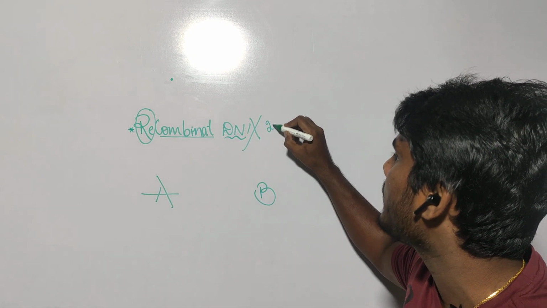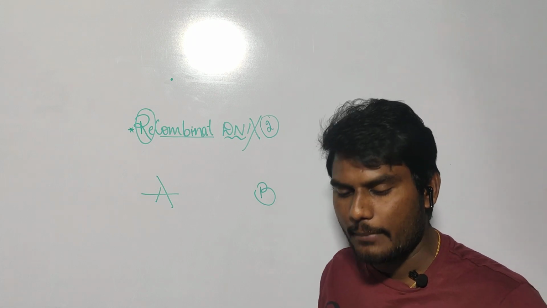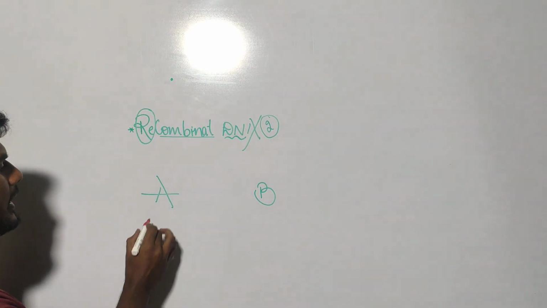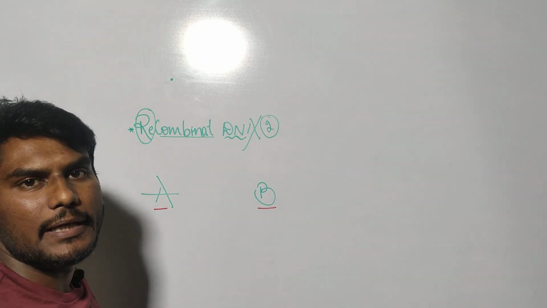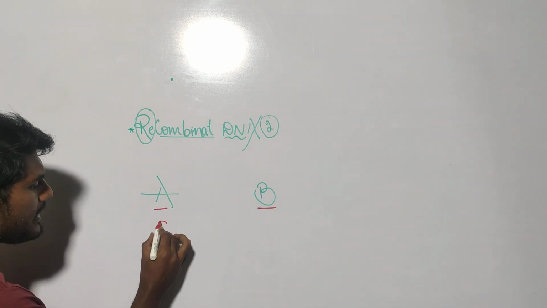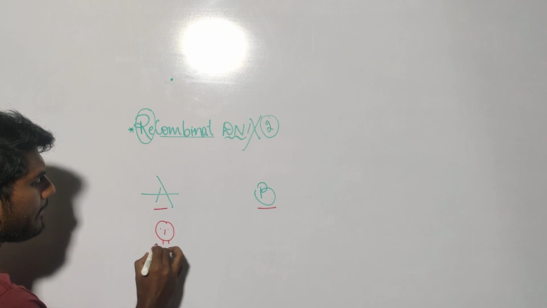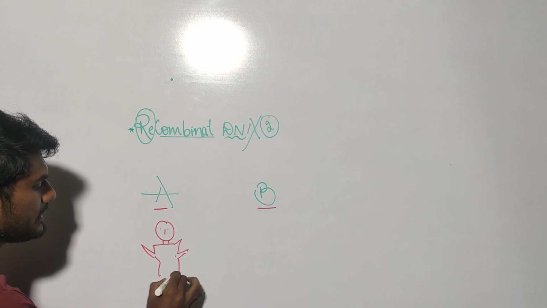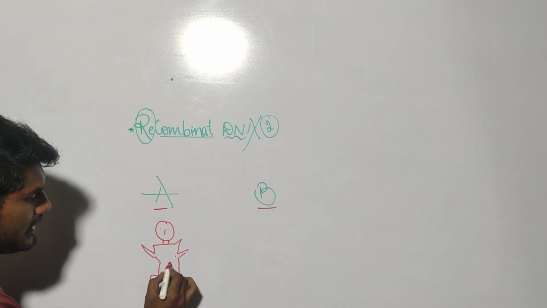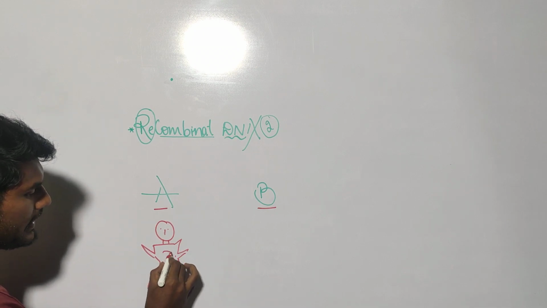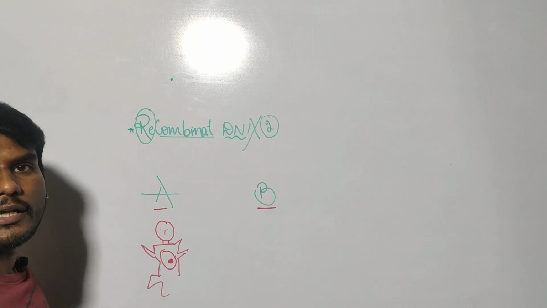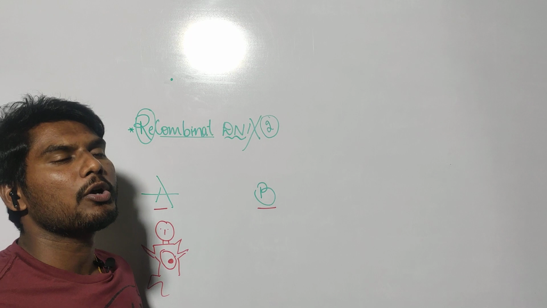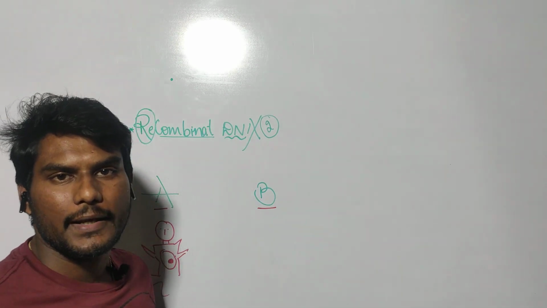How many DNAs are we combining? We are combining the DNAs of two organisms. So let's take one organism as A and another organism as B. For example, this is organism A. In this organism there is a presence of a cell. The cell definitely contains a nucleus. The nucleus contains chromosomes. A chromosome is nothing but approximately 2.2 meters of DNA.